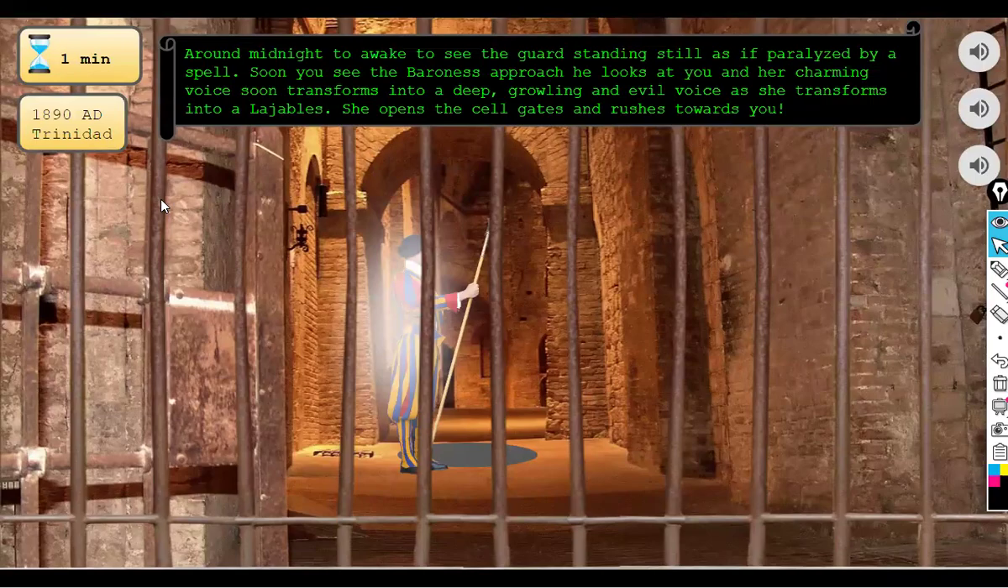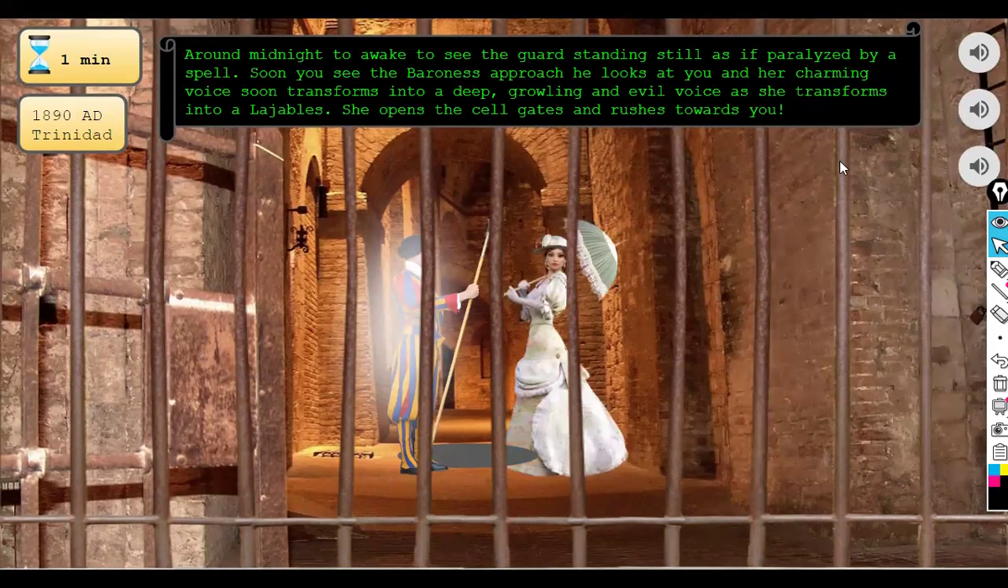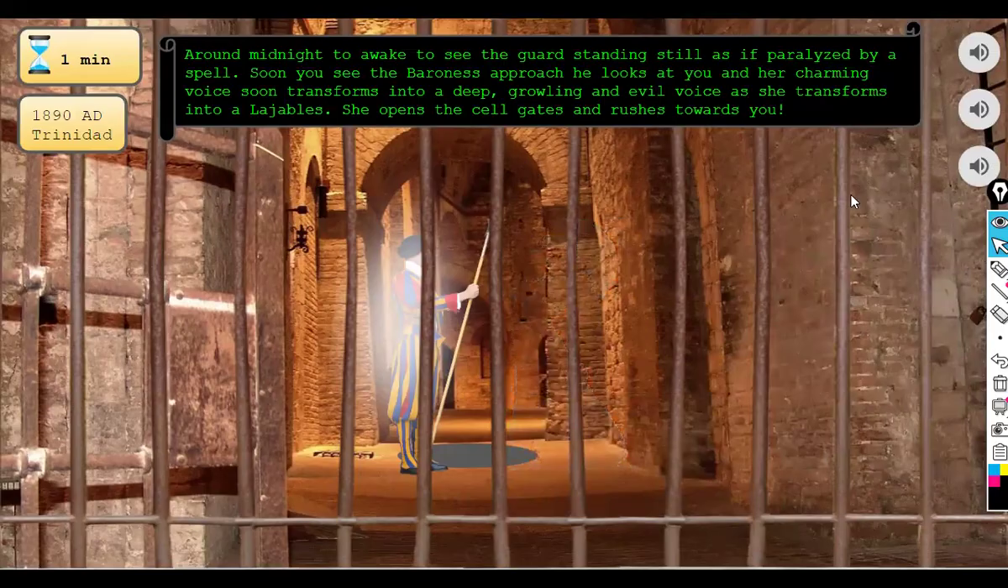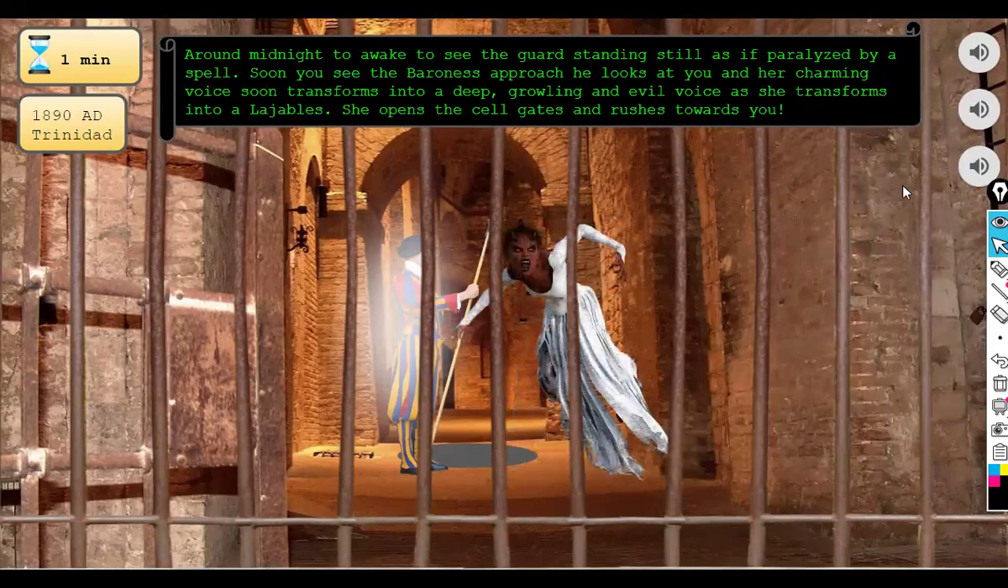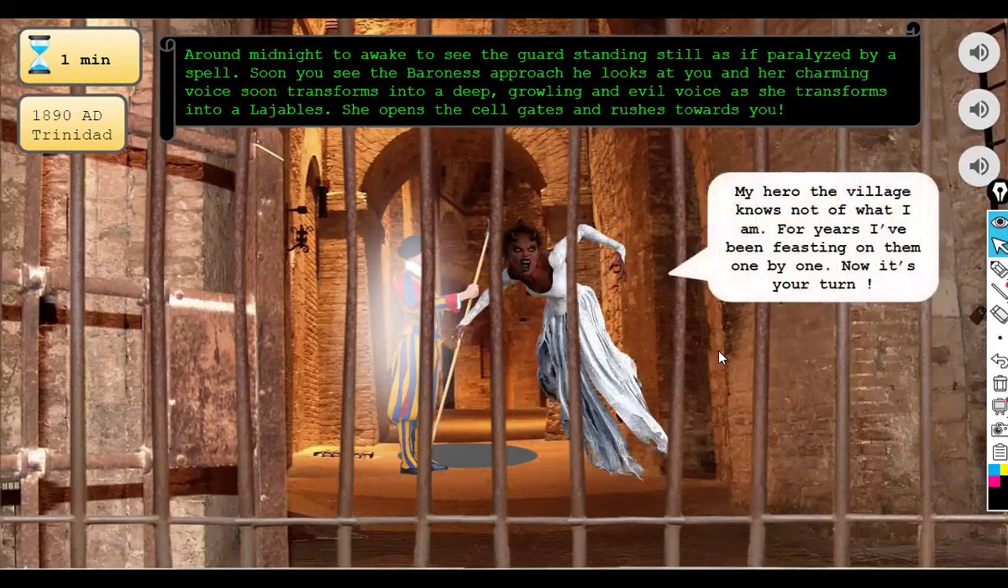So she was the Lagahoo from Trinidad folklore and some folklores up the islands as well. This is not going to be good. All right. So she walks up and transforms. So that's her true form. So apparently for years, she has been feasting on the people in the village. And of course, they are clueless of what is going on.